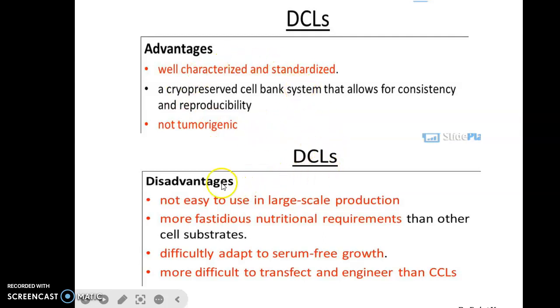While disadvantages associated with DCLs are that they are not easy to use in large scale production, they are more fastidious, their nutritional requirements are greater than other cell substrates, and they are difficult to adapt to serum free growth.